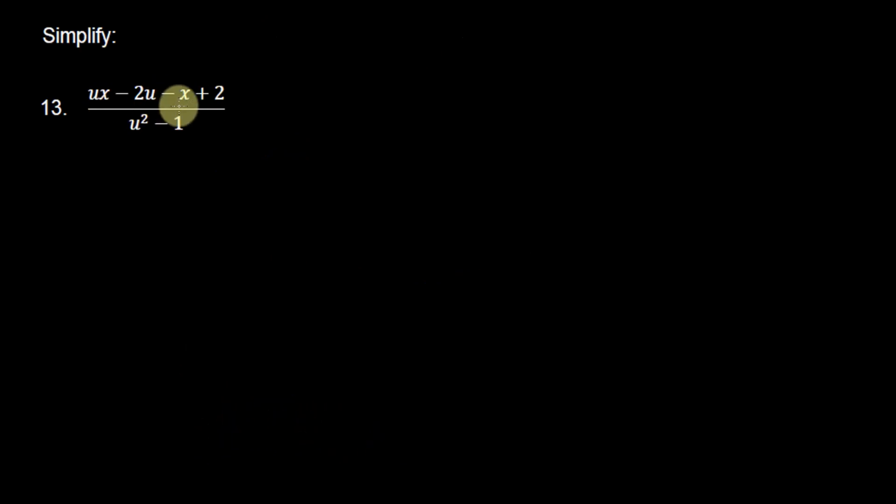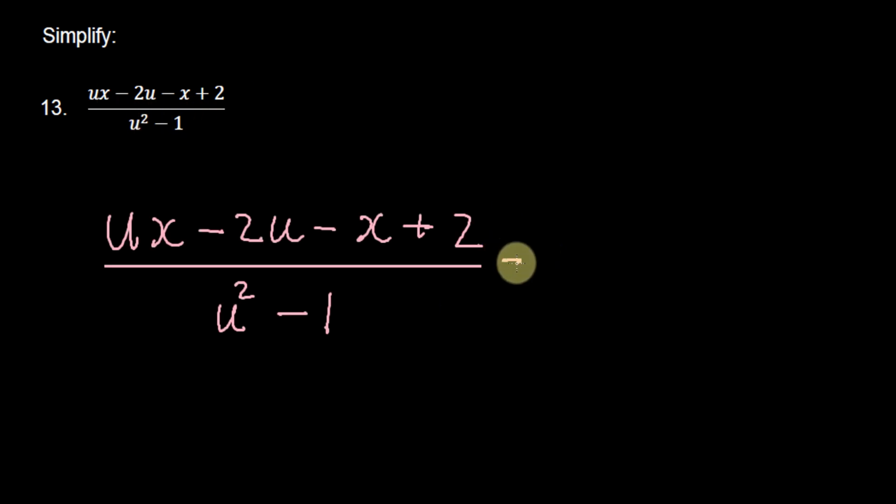Since we have 4 terms in the numerator, we're going to use grouping. And in the denominator here, we have a difference of squares. So we can take out a common factor from the first 2 terms in the numerator. And of course, it's going to be u. So u into ux, x times. Then we have a minus. And u into 2u, twice.